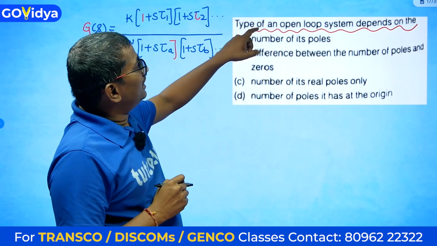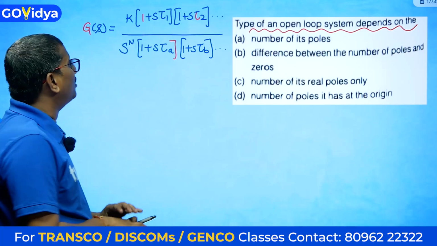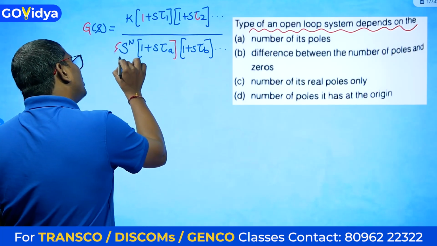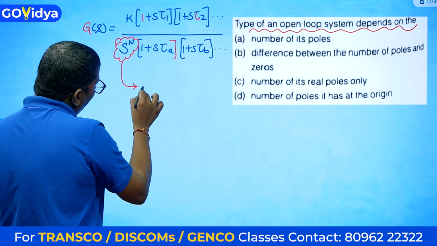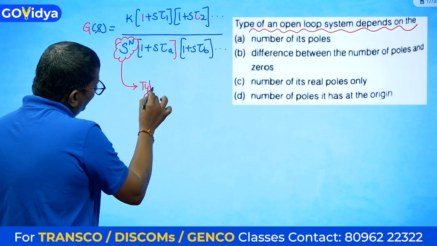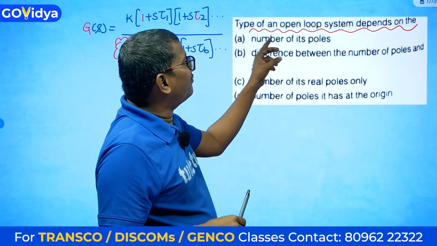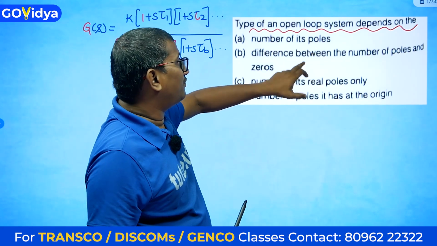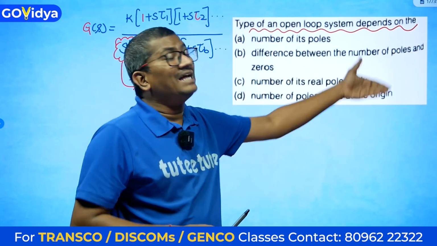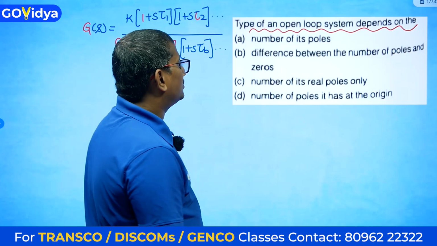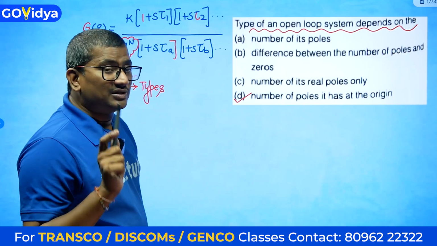So now you see, he's asking the type of the system. It always depends on how many poles are at the origin. Always, the type of the system is defined by the number of poles at the origin. As per the question, the options mention the difference between the number of poles and zeros, the number of real poles, and the number of poles at the origin. So which option is correct? This option is correct. We are only talking about the type of the system.